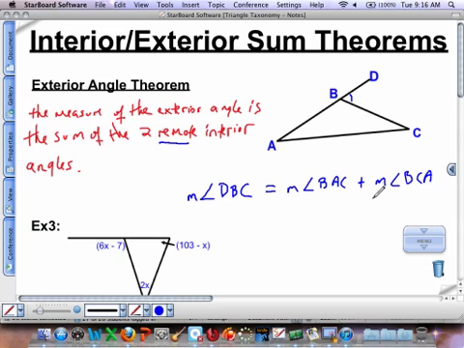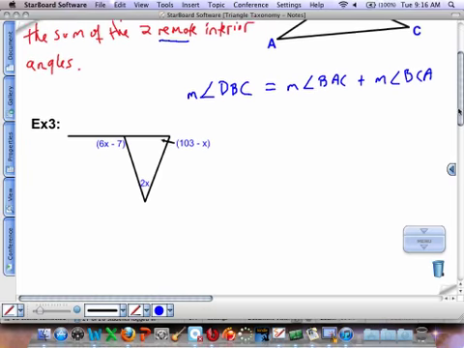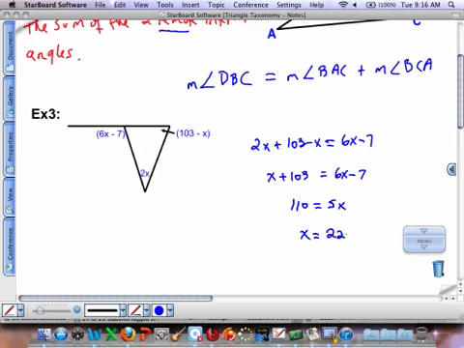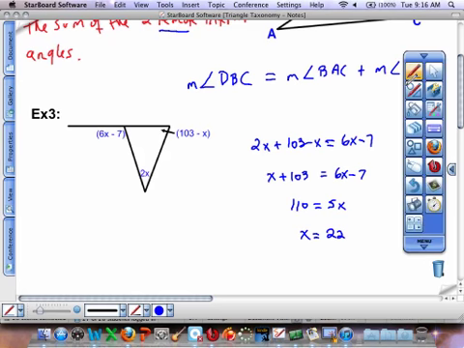So let's take a look at example 3. How would I set that up? Danielle? 2x plus 1 over 3 minus x equals 6x minus 7. Alright, so 2x minus x is 1x. Subtract the x, add the 7, we got 110, 5x. And next is 22. There we go, guys. That's pretty much the end of it.